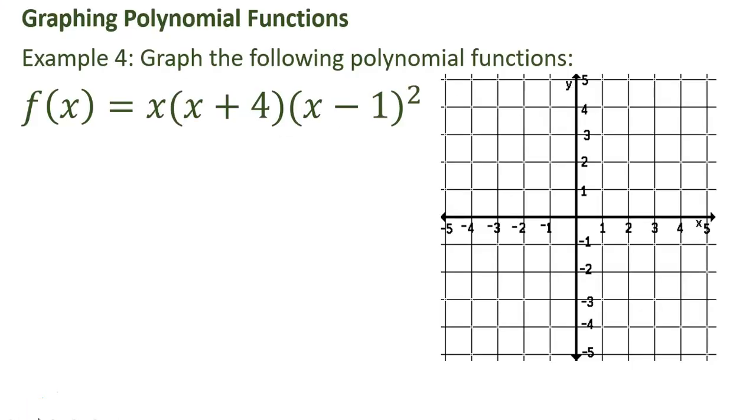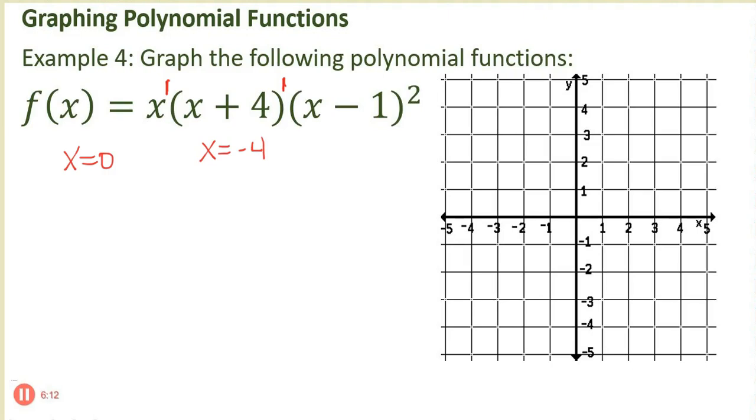And let's go ahead and graph it. Feel free again to pause the video at any time. All right, so we have 3 factors. We actually have x 3 different times. All right, so I'm going to go ahead and fill in my degrees. This has a degree of 1, this has a degree of 1, and the last one has a degree of 2. So that means that I have an x-intercept at x equals 0. I have another one at x equals negative 4. And my third one is at x equals positive 1.